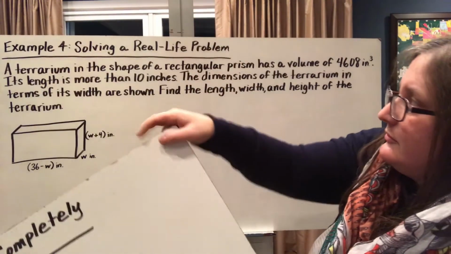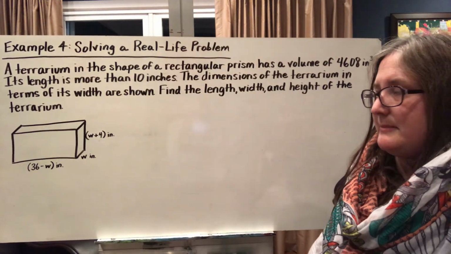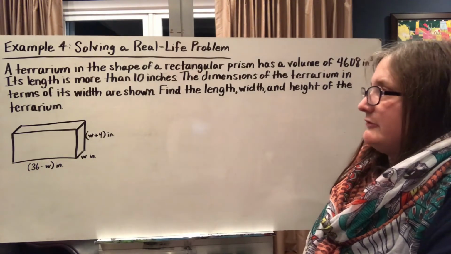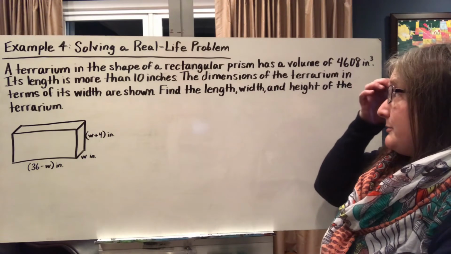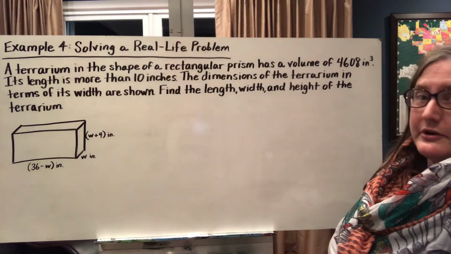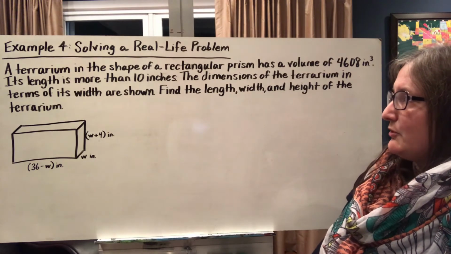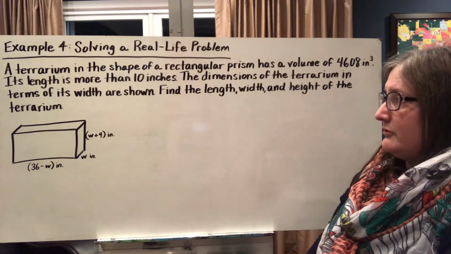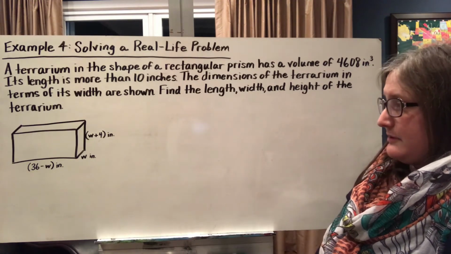Now the last thing we're going to do is take a look at a real life problem, because even though we might get multiple answers for x, they don't always make sense in a real life problem. So here we have a terrarium in the shape of a rectangular prism, and it has a volume of 4,608 inches cubed. We know its length is more than 10 inches. The dimensions of the terrarium are given in terms of the width, and we are supposed to find the length, width, and height of this terrarium.